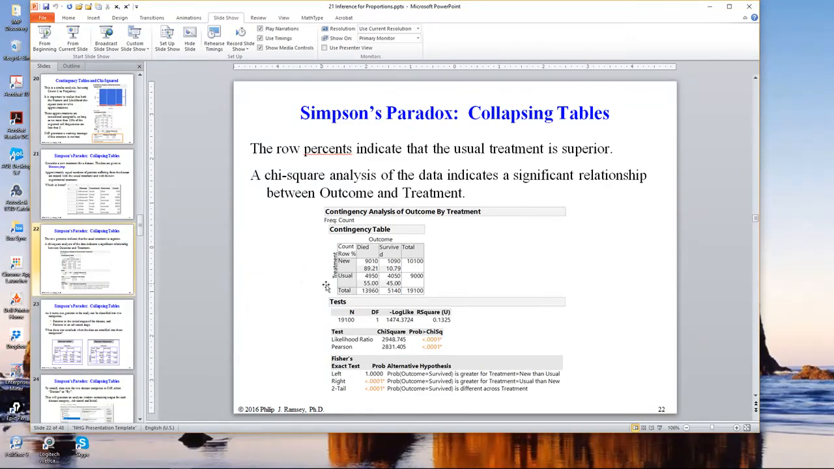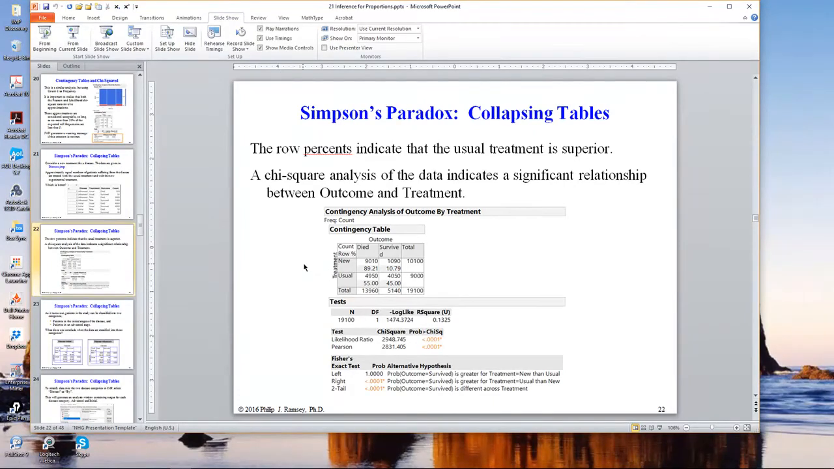So on slide 22, I have the new treatment and the usual treatment and whether the person died or survived. So notice with the new treatment, if you look at the table, 89% died, 11% roughly survived. So you'd say, well, clearly we'd want the usual treatment because only 55% died. You're going to see in a moment this is a completely incorrect conclusion.